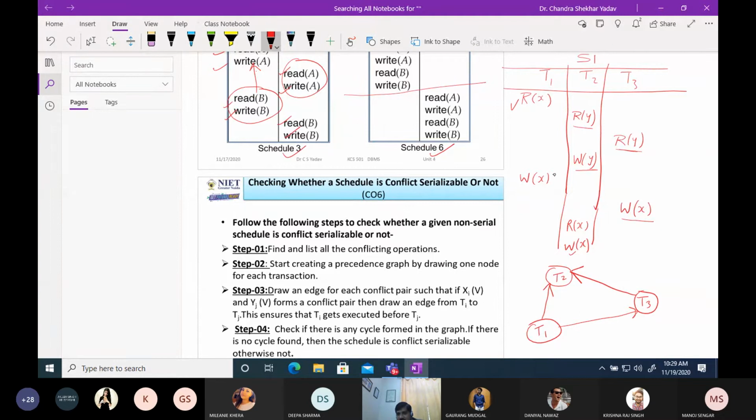This is non-conflicting. This is also non-conflicting. Then we will see these instructions. This is a conflicting instruction. Why? Because T1 is performing write operations on the same data item before T3. So there should be an edge from T1 to T3, and this already exists, then there is no need to draw it again. Did you get it?